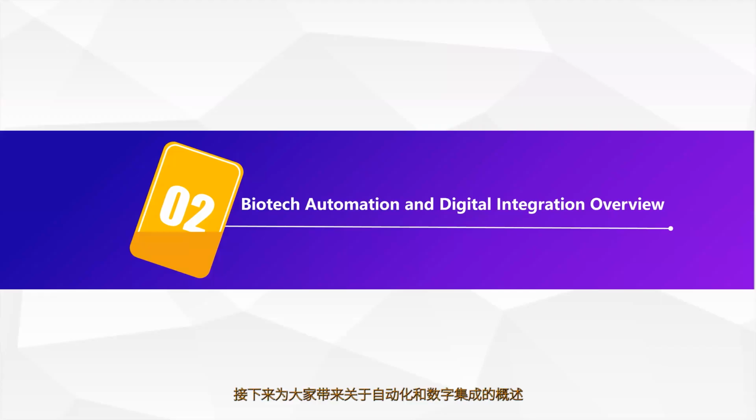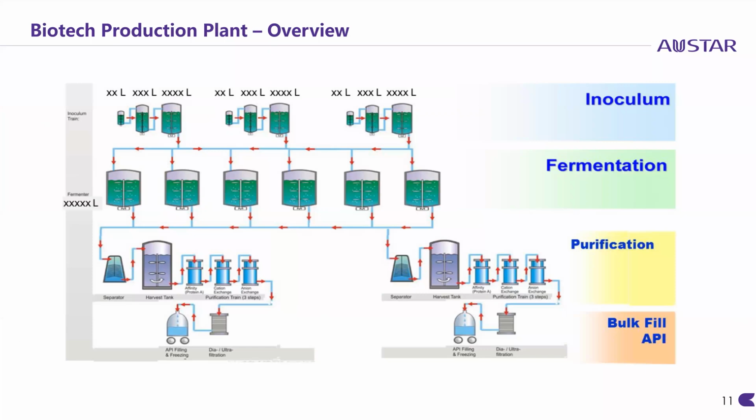So now I would like to give an overview of biotech automation and digital integration. Let's first look at production plants. We normally have 4 areas. We have inoculum, where we start with the seeds, and then from the seeds we go into ever larger scales.